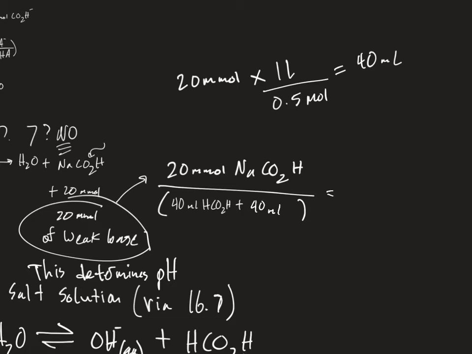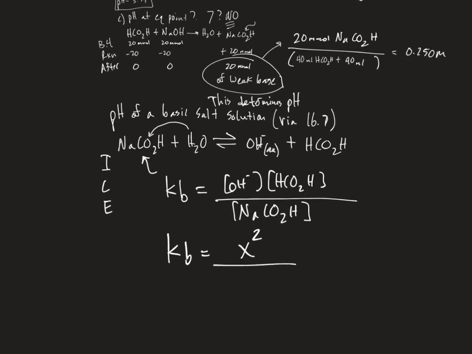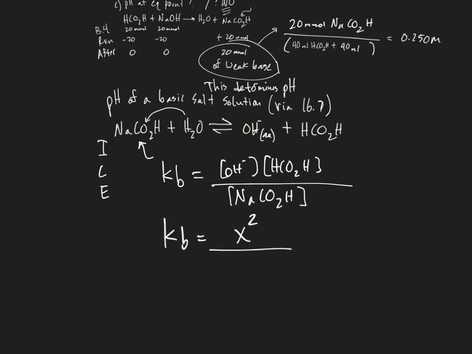So the molarity that I start with is 20 divided by 80 here. That's the initial concentration that I need for this problem down here. Remember, there's usually an x here, but we're going to get rid of that and solve for x. And then we're going to actually solve for the molarity of our solution.